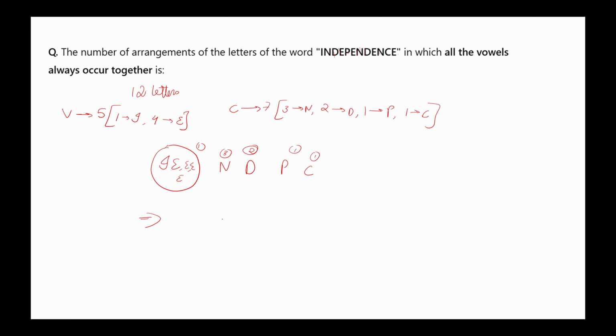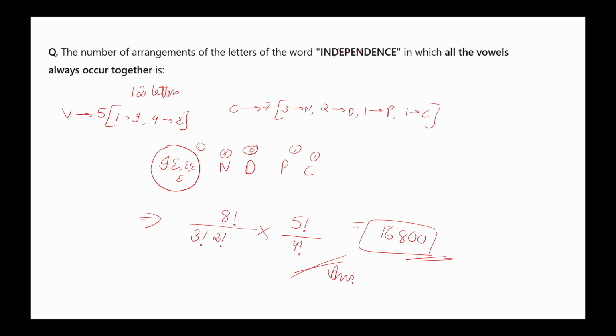So what would be my total ways of arranging them? 1, 2, 3, 4, 5, 6, 7, 8. So 8 factorial, out of which I have N 3 times, D 2 times, and P and C 1 time, so they do not matter. Now multiplied by the vowels inside the bag, they can also be arranged in some format, right? So I have 5 vowels, so they can be arranged in 5 factorial ways, out of which 4 of them are E's, so divided by 4 factorial, and this becomes my answer. If you calculate it, it would come out to be 16,800. So this would be your final answer.